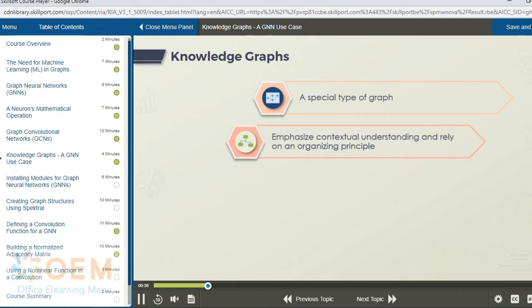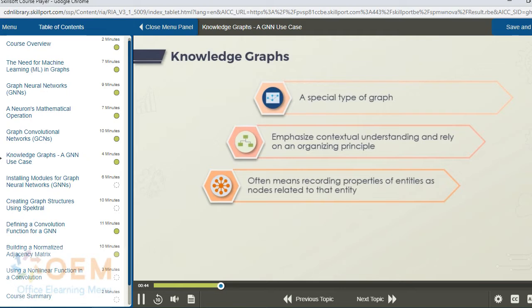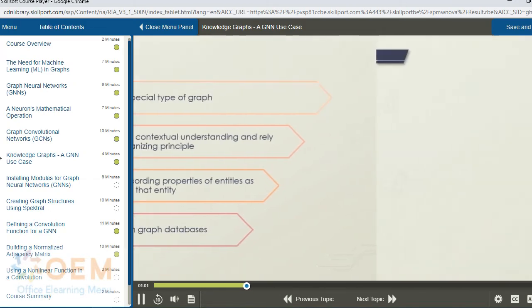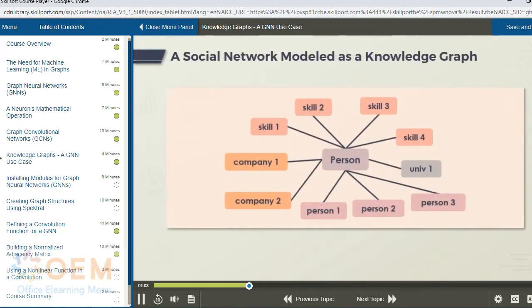And to prevent such graphs from getting overly complex, there is an organizing principle which is usually set in place. While this may all seem a little abstract, what this boils down to in practice is that what may be considered the properties of each entity are usually modeled as separate nodes which are related to that entity. In just a moment, we will see exactly what this means, but keep in mind that knowledge graphs are typically stored within graph databases. So what could a knowledge graph look like?